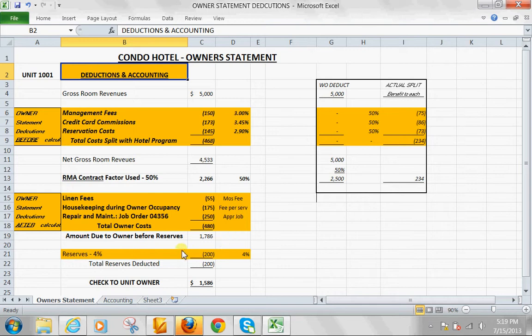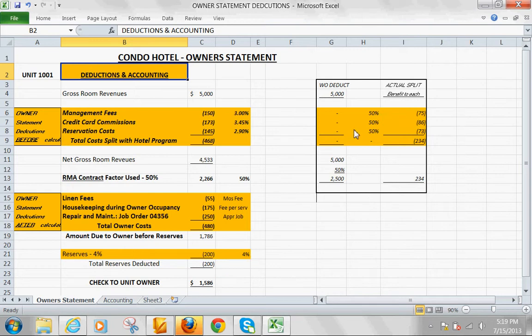$1,786. The reserves generally are 3 or 4%. They are not applied to the RMA factor amount, but are applied to gross room revenues. So you can see $200 is put into the reserve specifically for the unit owner, and the amount of the check that would be issued to the unit owner is $1,586.